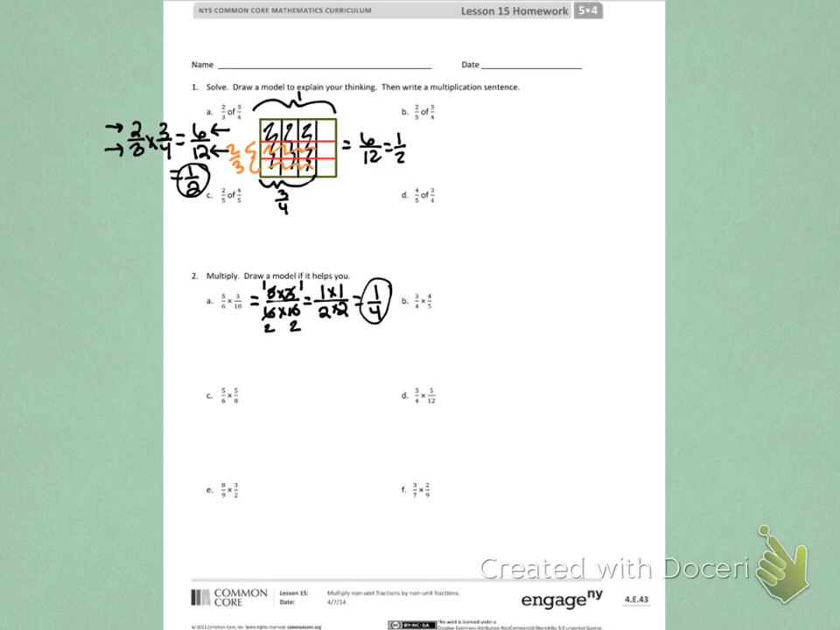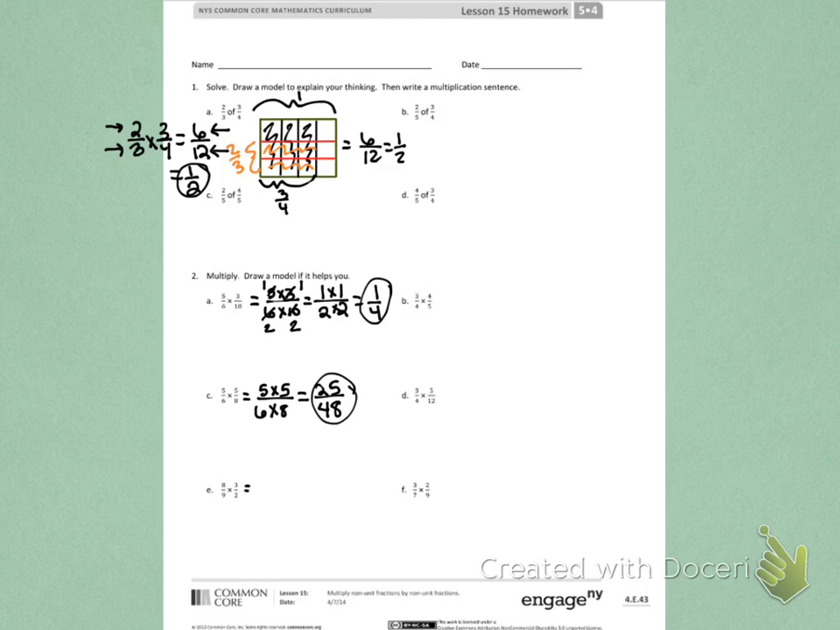I'm going to do letter C as well. 5/6 times 5/8, that's going to be 5 times 5 over 6 times 8. Is there a common number that will go into the numerator and the denominator? Not on this problem. I have a 5 and a 6 and a 5 and an 8. So let's just multiply. 5 times 5 makes 25, and 6 times 8 is 48. So 5/6 times 5/8 equals 25/48.